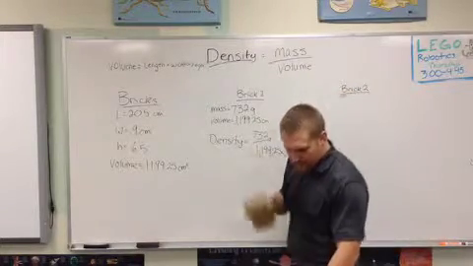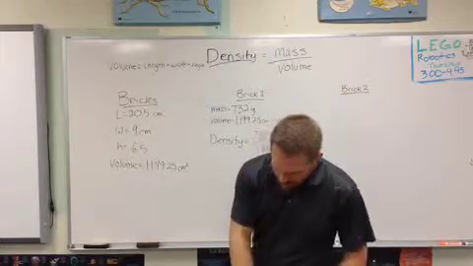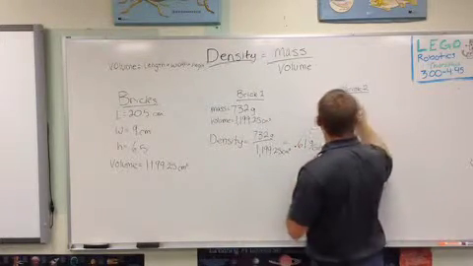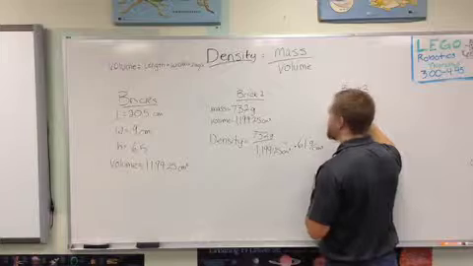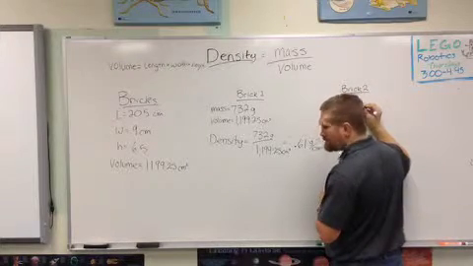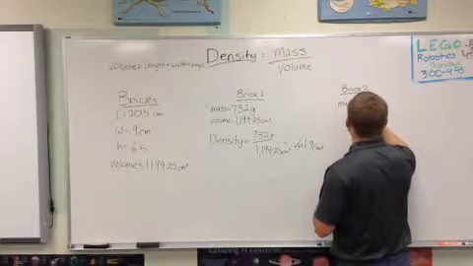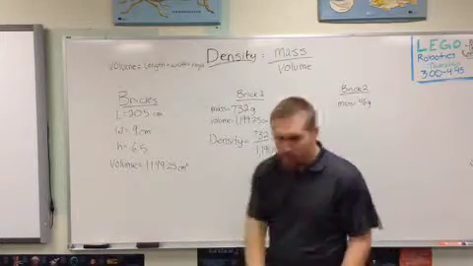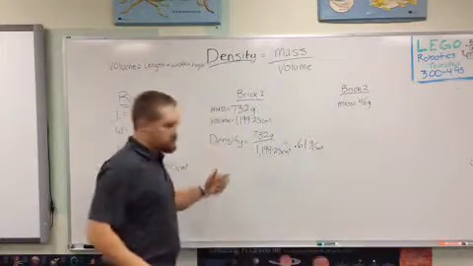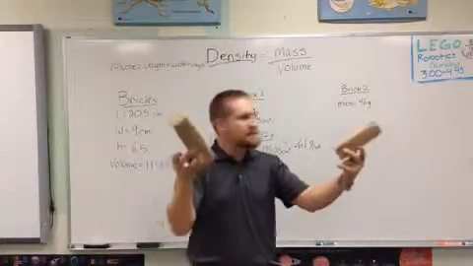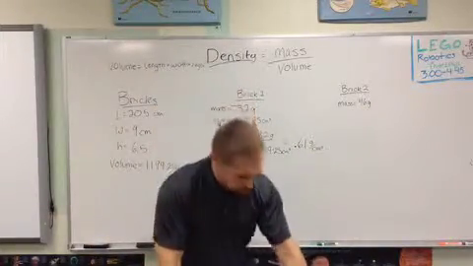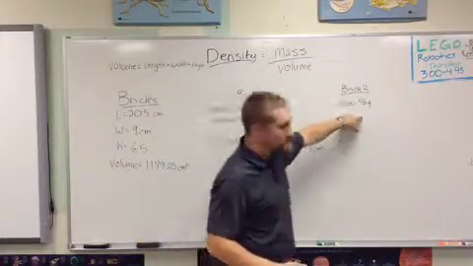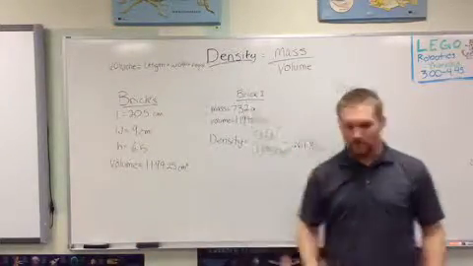Okay, so let's weigh brick number 2. And brick 2 is only 42 grams. I'm sorry, 46 grams. Okay, so here we can already see it's kind of weird because these bricks are the same size, but one weighs 732 grams and one only weighs 46. So this one is a lot lighter.